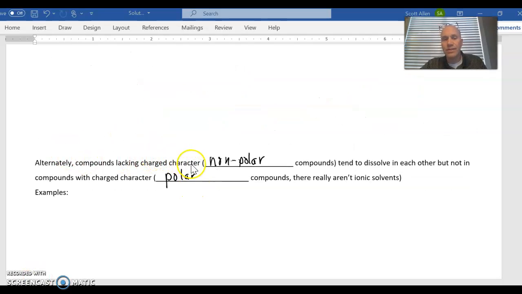And so the opposite of this is also true: compounds that lack this charge character, nonpolar compounds, tend to dissolve in each other. That's why wax would dissolve in gasoline. Another example would be if you took a little vegetable oil and put it in gasoline. You would expect that would mix as well. But if you mix either gasoline or vegetable oil with water, they're not going to dissolve, because that's mixing a polar something with a nonpolar something, and those just aren't going to make solutions.